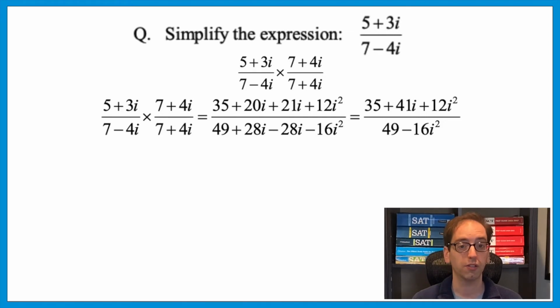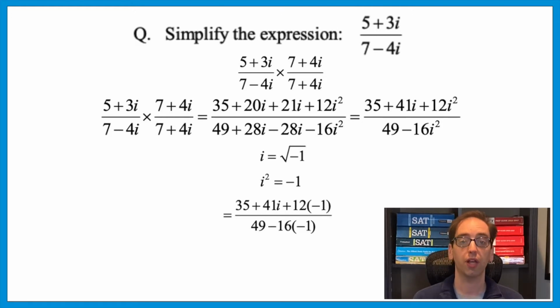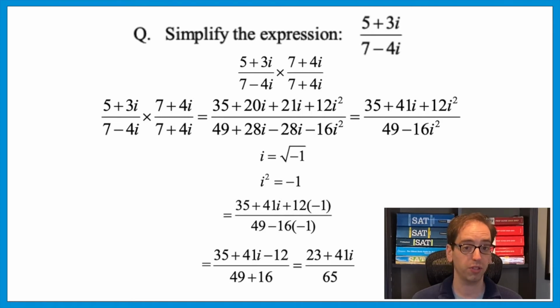So here's where things get interesting. Remember what we said before. i represents the square root of negative 1. So if we squared that, that would give us i squared is negative 1. Squaring just gets rid of the radical. And now wherever we see an i squared in that expression, we could just substitute in negative 1. Plugging that in and combining like terms, we would get in our numerator 23 plus 41i, and then in the denominator 65. That's the final answer.